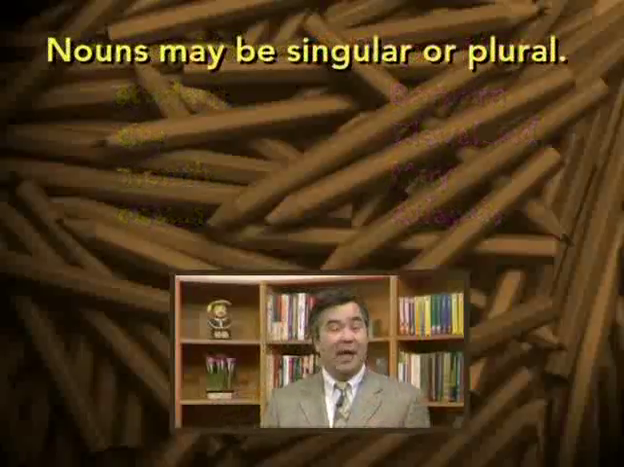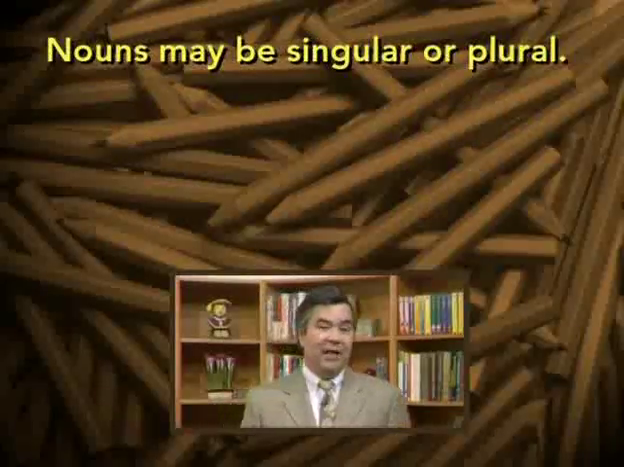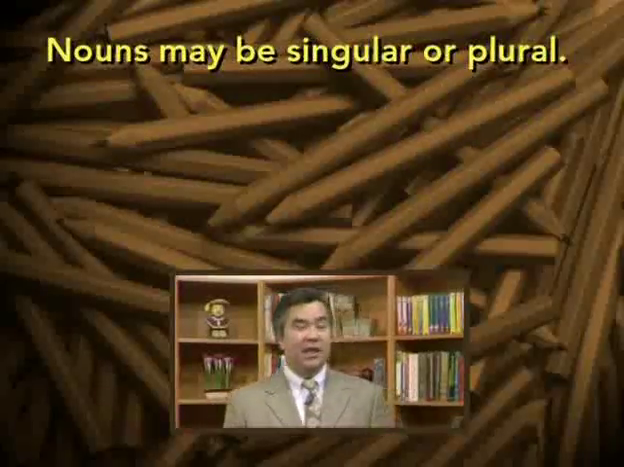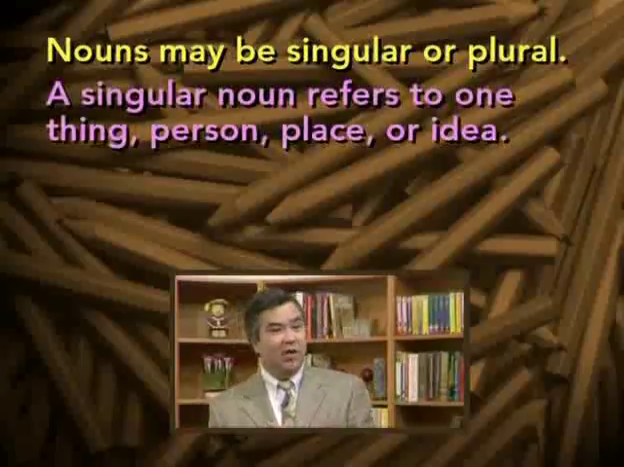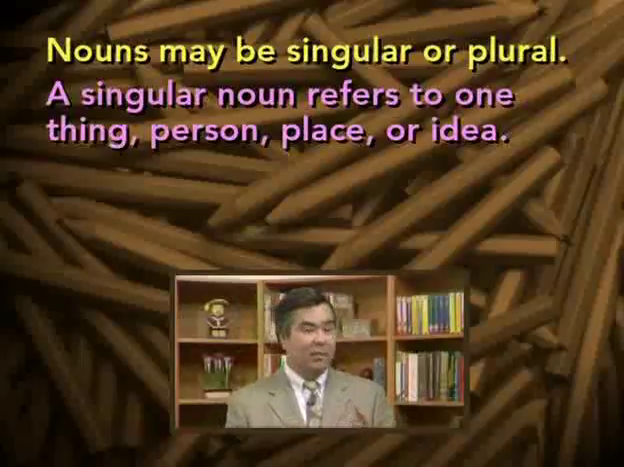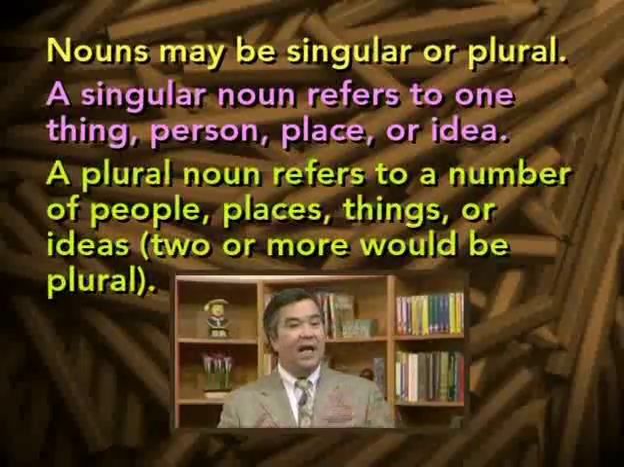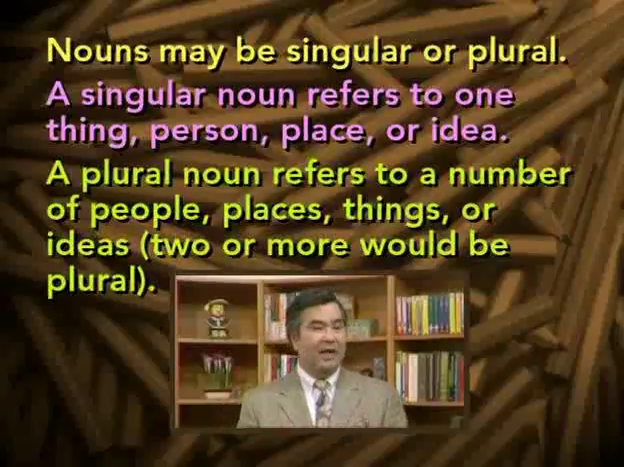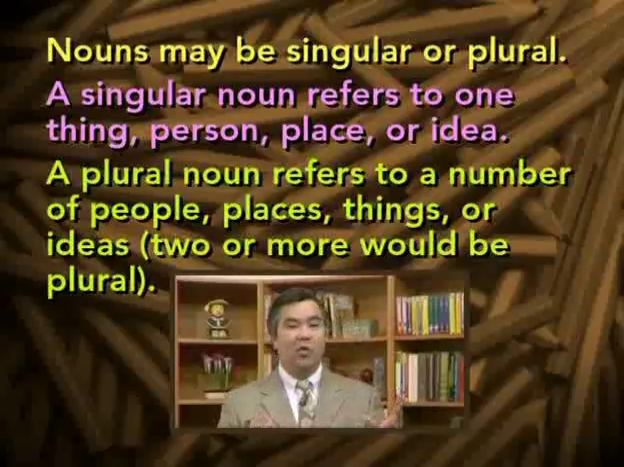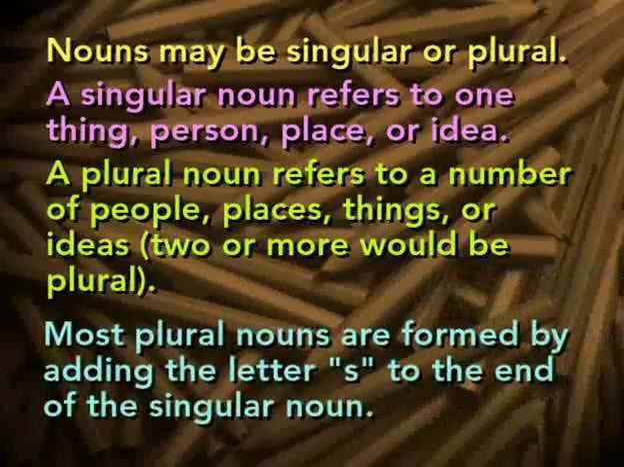One other thing to know about nouns is that nouns may be singular or plural. In English, we draw these two distinctions between a singular noun, which refers to one and only one thing, person, place, or idea, and a plural noun, which refers to a number of people, places, things, or ideas. Two or more would be plural. In English, most plural nouns are formed simply by adding the letter S to the end of the singular noun.